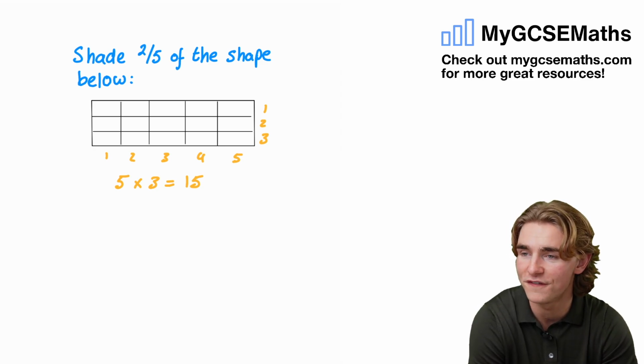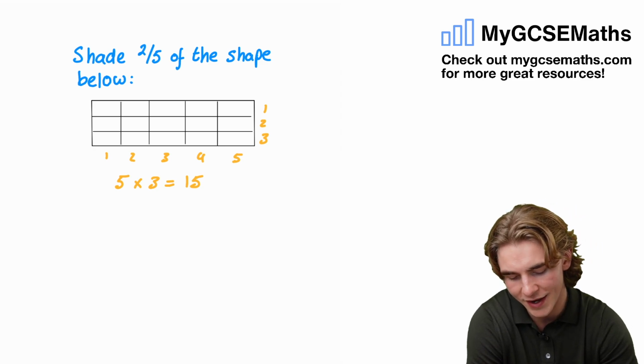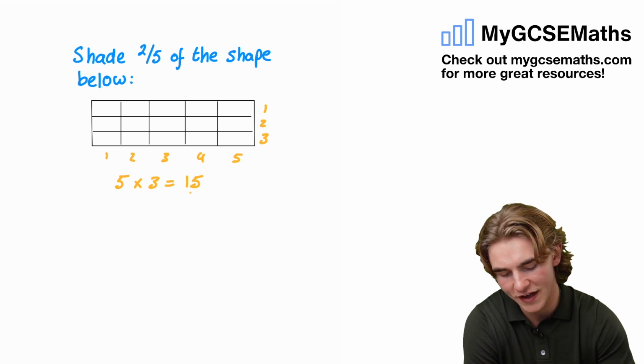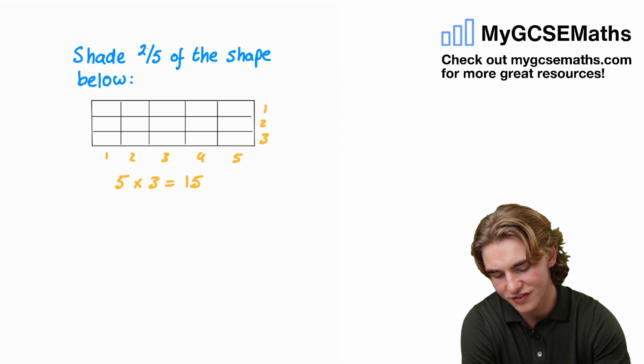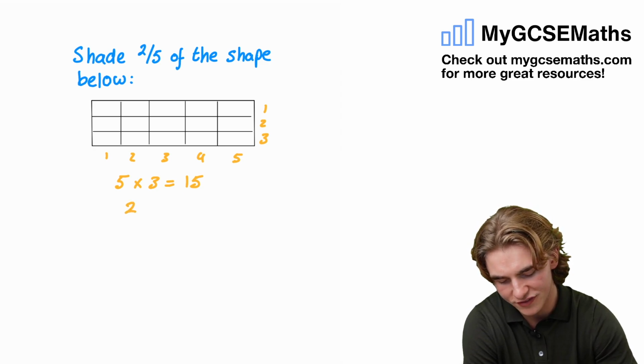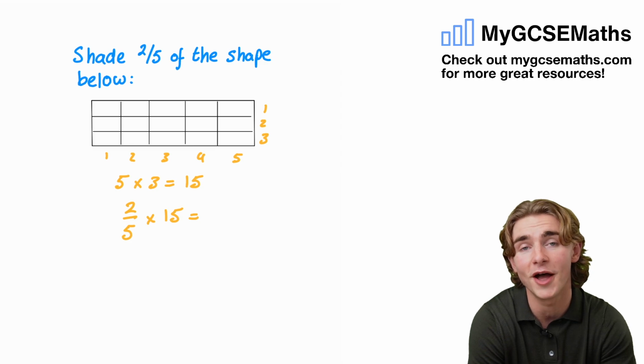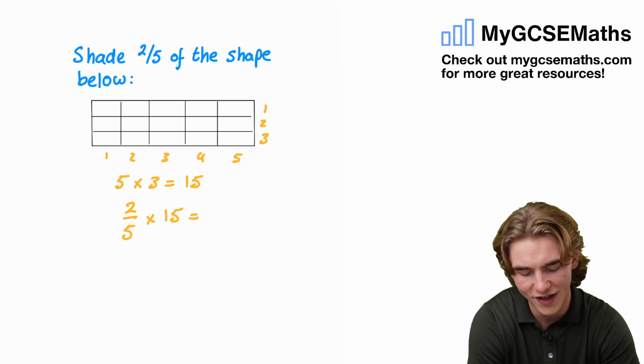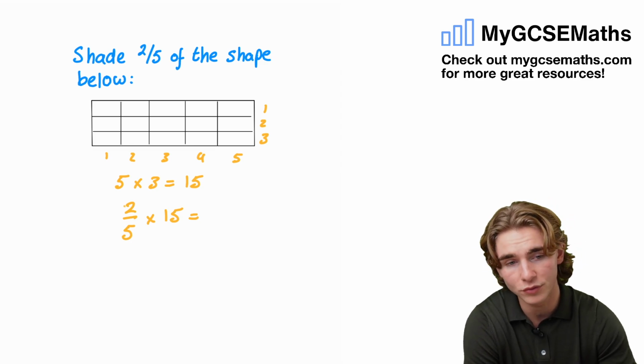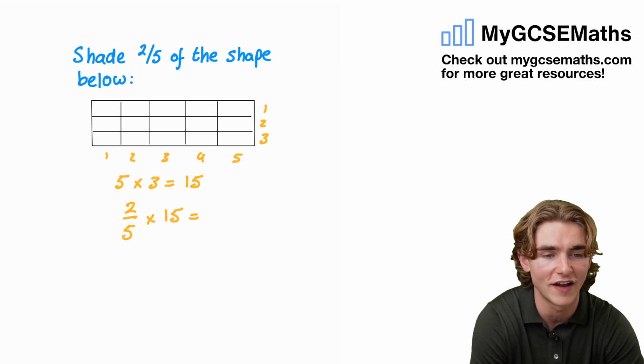We want to shade 2/5 of the shape. And here we have 15 parts of our shape. So we're going to find 2/5 of our total number of parts. To do that, we're going to do 2/5 of 15, so we're going to do 2/5 times by 15. Now, to multiply a fraction by a number, what we need to do, guys, is divide by the number on the bottom and then multiply by the number on the top of our fraction.